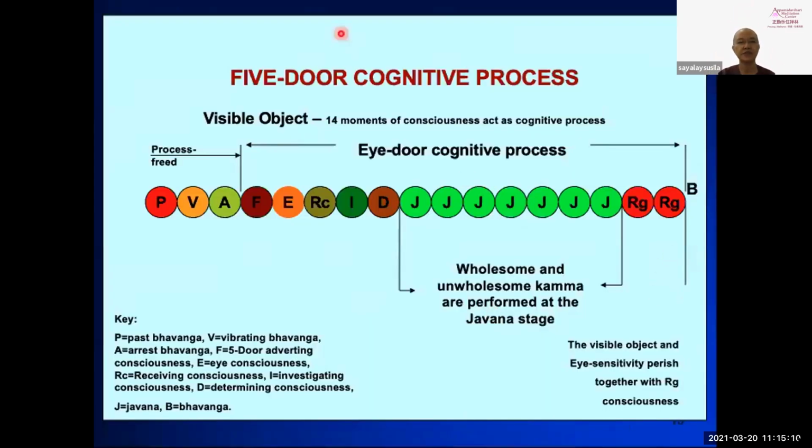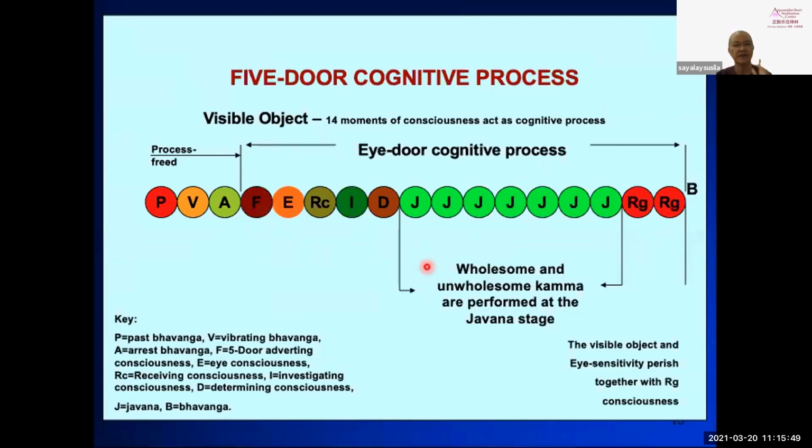So for the 5-door cognitive process, it's a visible object. Let me repeat, because when I reach this chapter, I need a lot of repetition so that you get better and better understanding. So here, each cognitive process lasts for 17 moments. First, process free: past bhavanga, vibrating bhavanga, arresting bhavanga. This is called process free. And from the 5-door up to registration, these are called the actual idle cognitive process.